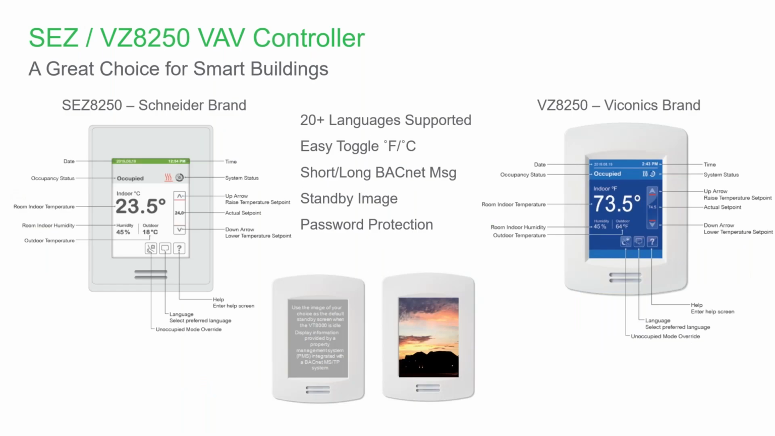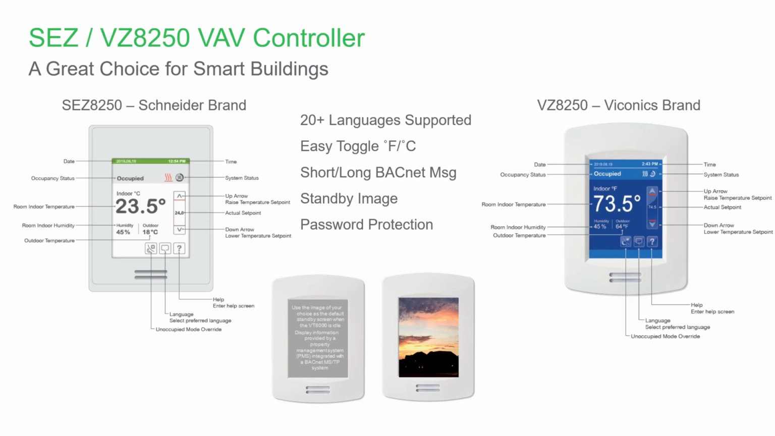So this slide here talks a little bit about the two different brands that we have. On the far left is the Schneider brand, and the far right is the Viconics brand. Same thing on the inside. The only thing that's different is the actual footprint of it. You can see that the Schneider is a little more square, and the one on the right, the Viconics one, has more of a rounded corner to it. They operate exactly the same.